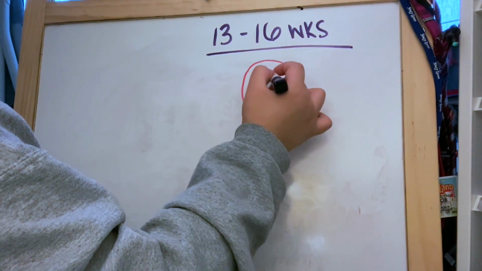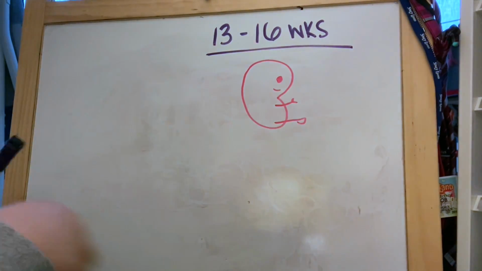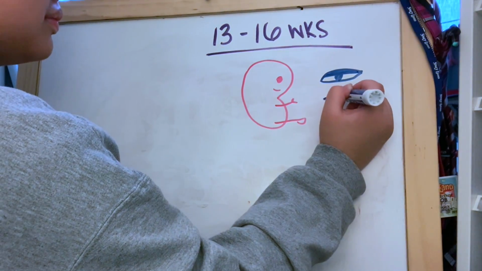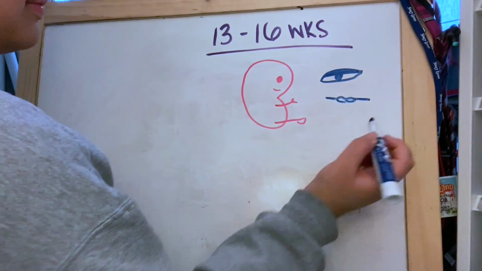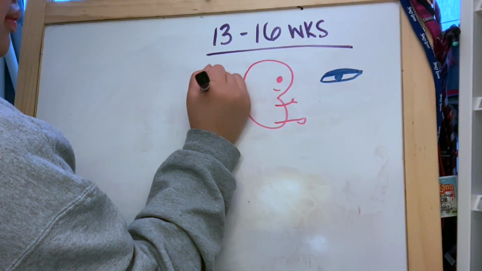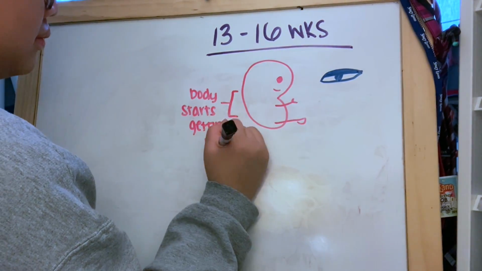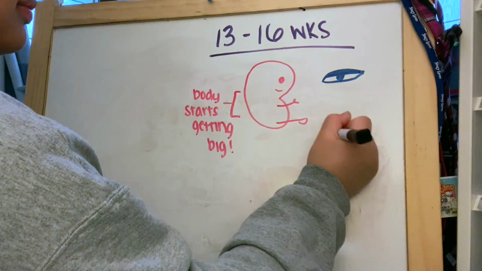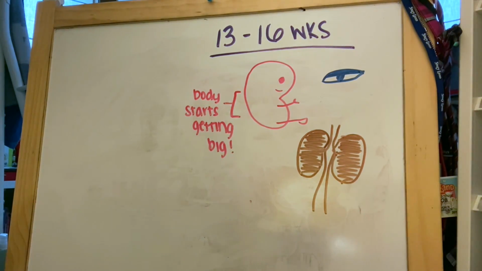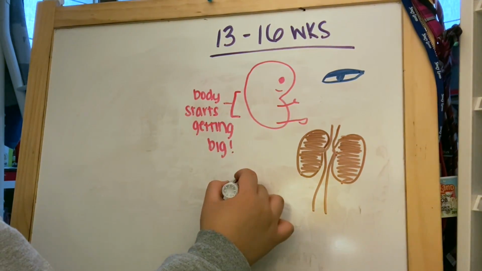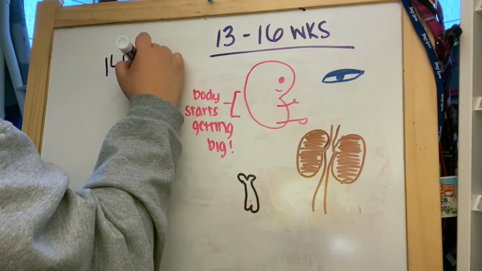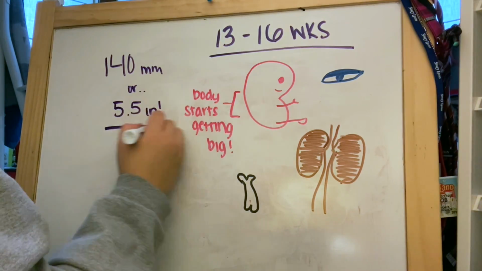So we reach 13 to 16 weeks of pregnancy, and this is where the fetus will show great improvement. The cerebellum will start to be more prominent, and blinking of the eyes and suckling motions of the lips occur. That's me trying to figure out how to draw lips, but then realizing I can't. So the body will start to grow bigger, more proportionate to the head, and the kidneys will also be developed. A lot of the bones and joints will also be developed as well. The baby at this time is 140 millimeters or 5.5 inches.